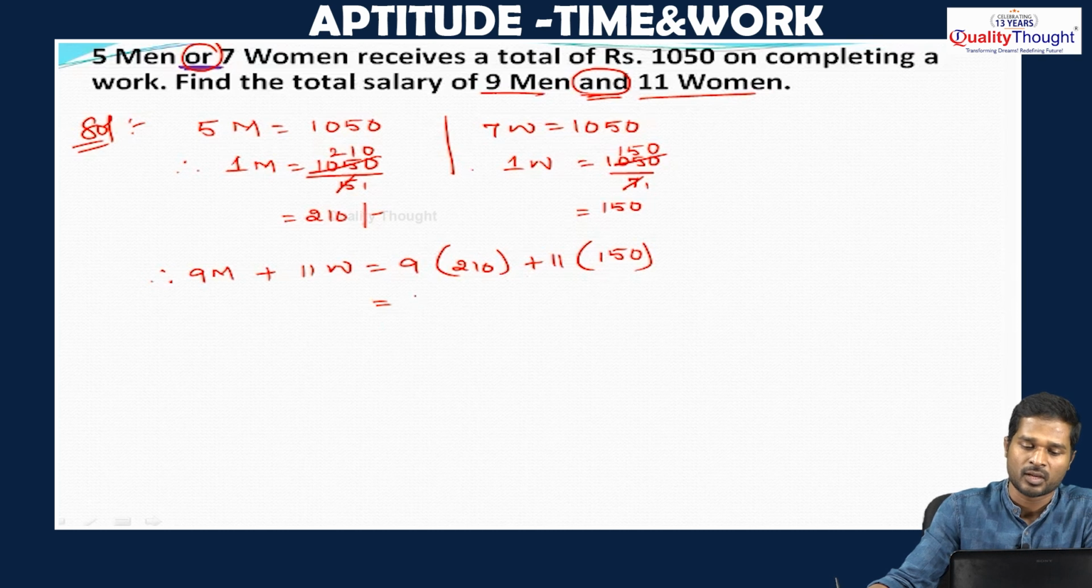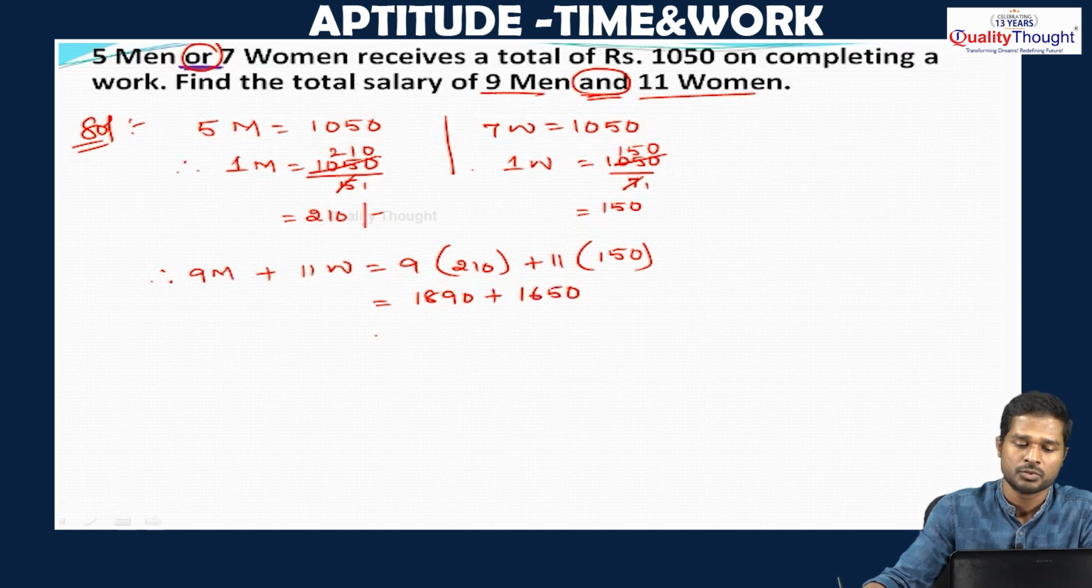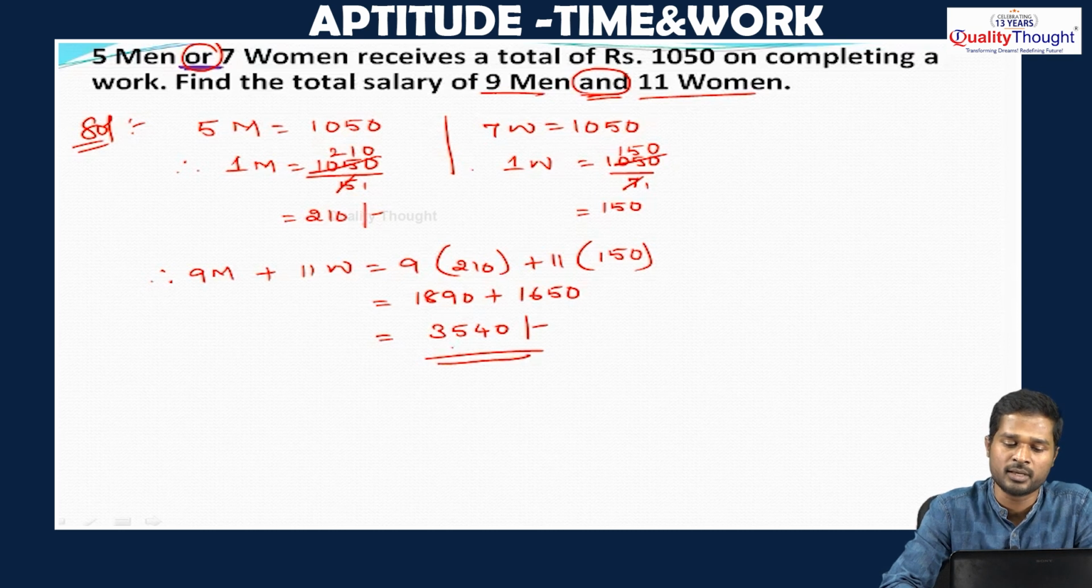So this is 1890 plus, this is 11 15s are 1650. So this is 90 plus 50, 140, 18 plus 16, 34, plus 1, 3540. So the total salary of 9 men and 11 women is 3540 rupees.